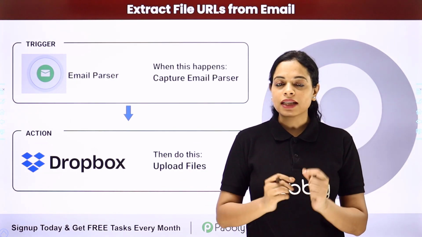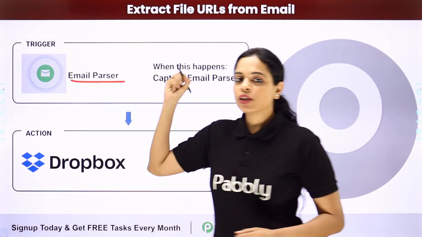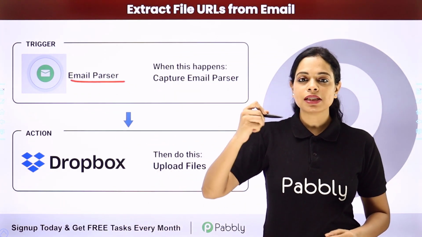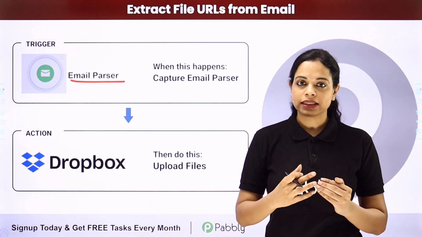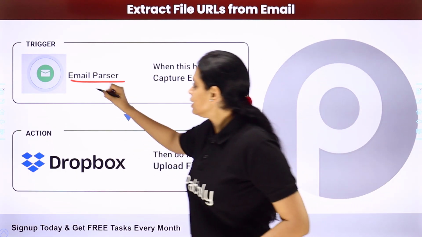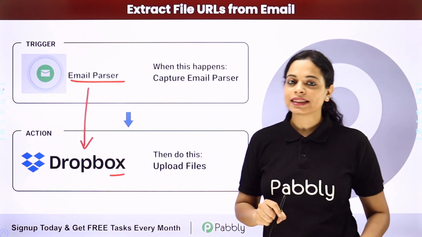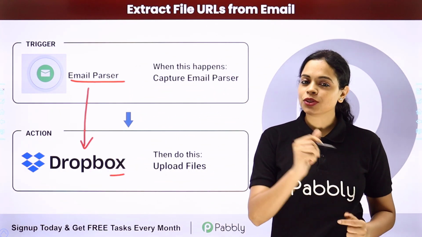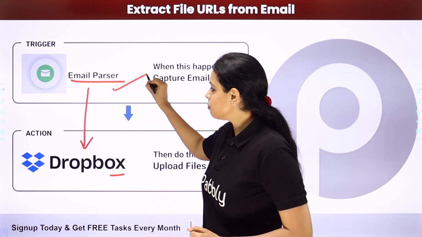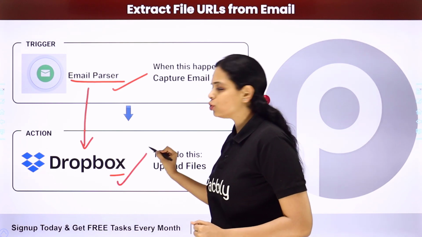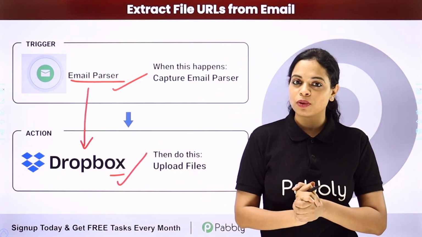But how can this be done? For this, we are going to use a feature by Pabbly which is email parser. It helps in forwarding all the emails to a particular address that it provides, and then we can extract the data from there. Then we can integrate this with the application where we want to upload those links. The same thing can be done using Pabbly Connect. Our trigger application will be the email parser feature, and our action application will be Dropbox, WhatsApp, Twilio, etc. Here we have taken the example of Dropbox.